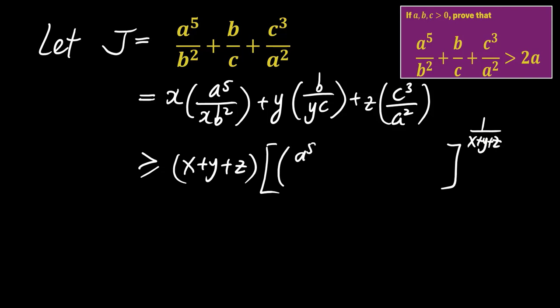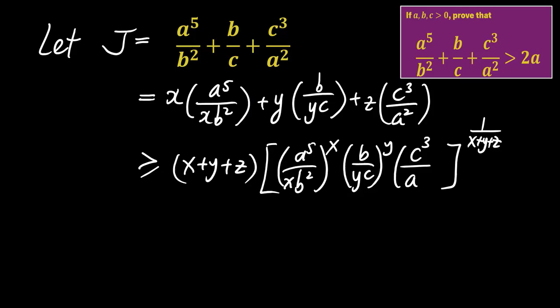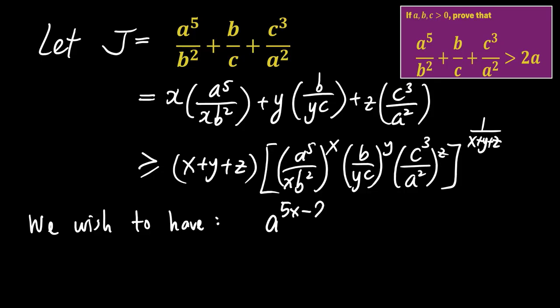And this will be a^5 over xb squared to the power of x, b over yc to the power of y, and c cubed over a squared to the power of z. And we hope that this will be greater than 2a, meaning that we only want to see the terms in a. So in order to do that, we wish to have the term in a, that is a to the power of 5x minus 2z, to the power of 1 over x plus y plus z, be just equal to a to the power 1. In other words, this will be the power x plus y plus z.